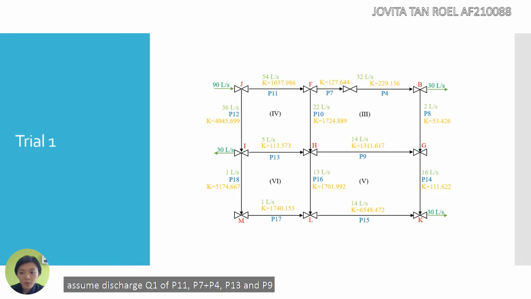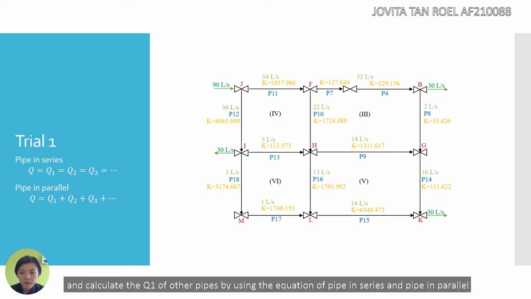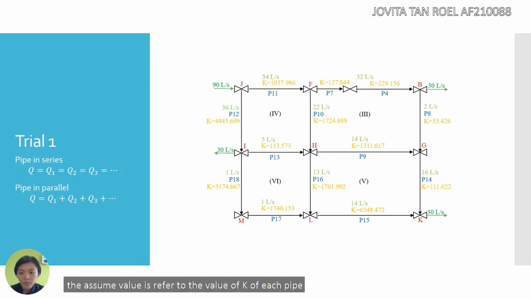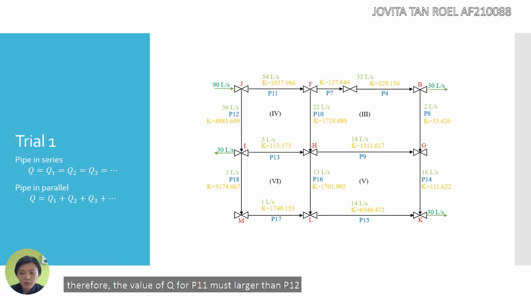Assume discharge Q1 of pipe 11, pipe 7 plus 4, pipe 13 and pipe 9, and calculate the Q1 of other pipes by using the equations of pipes in series and pipes in parallel. The assumed value is referred to the value of K of each pipe. When K is larger, Q will be smaller. Therefore, the value of Q for pipe 11 must be larger than pipe 12.